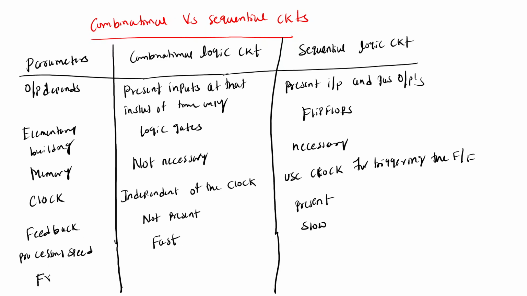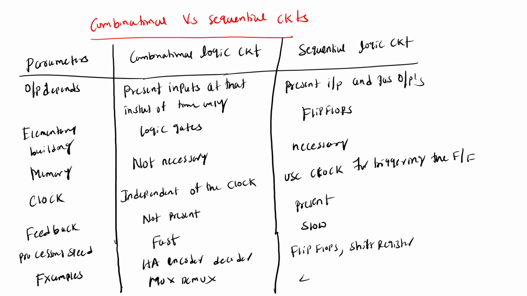Examples we have already seen. What are those? Half adder, encoder, decoder, mux, demux. This we have already seen. And next here, flip flops, shift registers, and counters, FSMs, finite state machines. FSM means it has a finite number of states. That's why we call it FSM. So this is the difference between combinational and sequential.